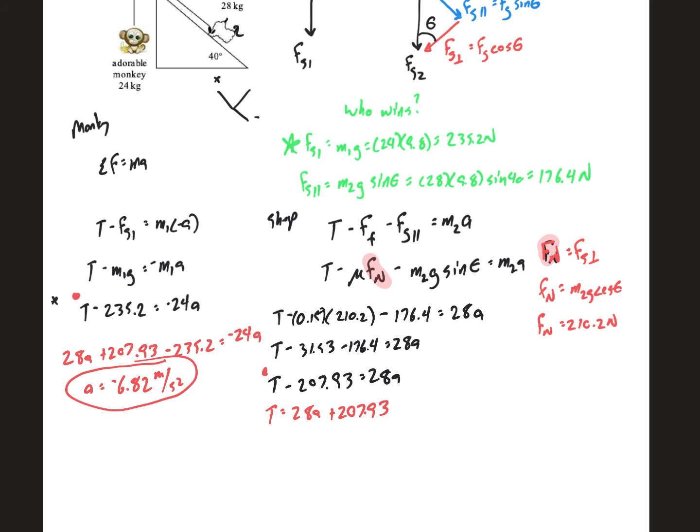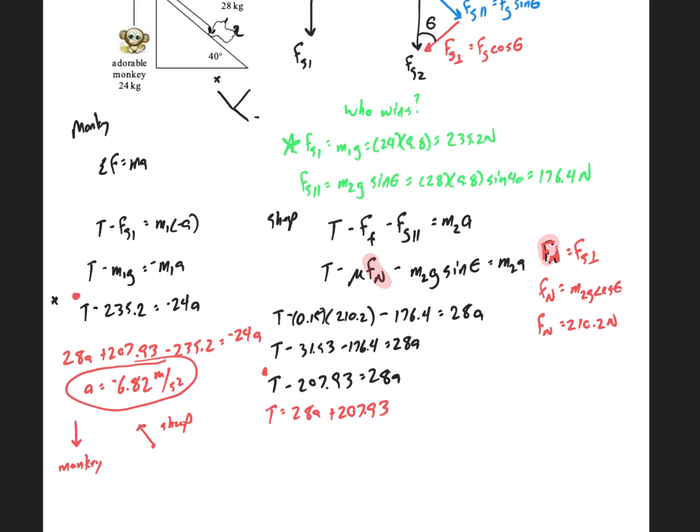So once again, for the monkey, he's accelerating downward. For the sheep, he's accelerating up the ramp. So let's be sure to indicate which way he's going. And if we can draw an arrow that matches the diagram, that works out pretty well.